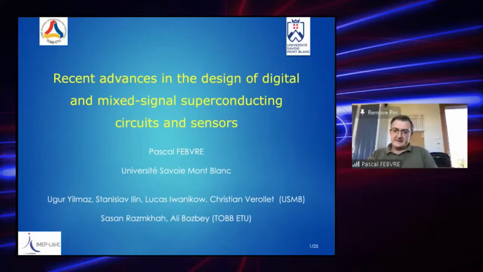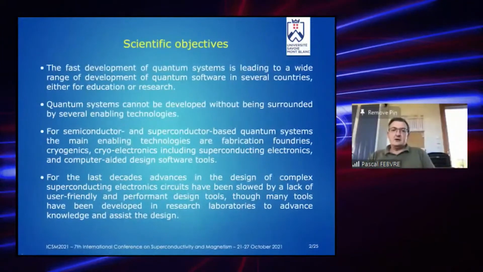To place the context, globally we have now a fast development of quantum systems because, as you probably know, many projects started with a lot of software to design systems which are not so intuitive, especially quantum ones. And this software is also for education in some cases. So a range of software have been developed, and all these quantum systems cannot be developed without being surrounded by a few enabling technologies, which include superconducting electronics, but there is also CMOS electronics, and of course all the computer-aided design software tools, CAD tools.